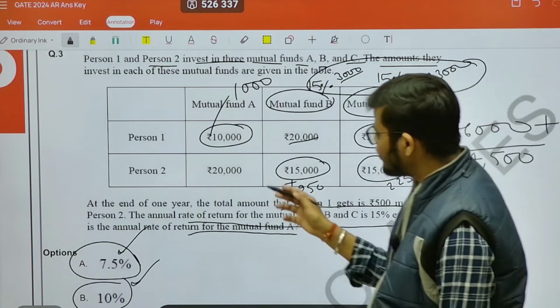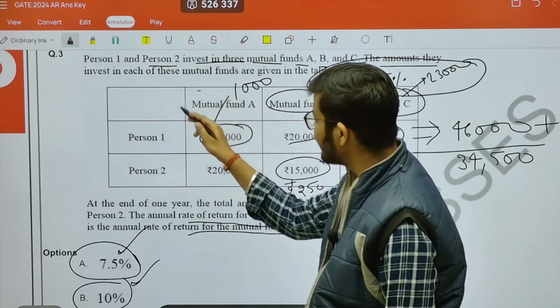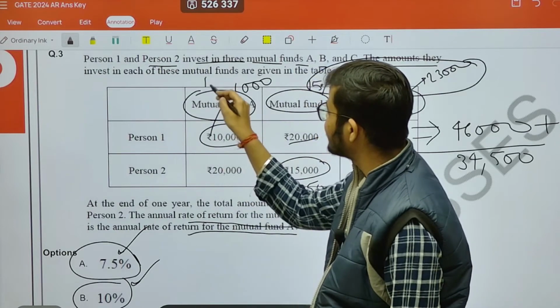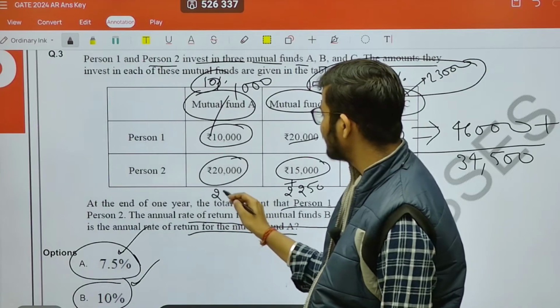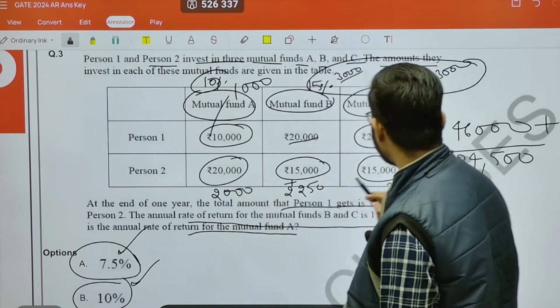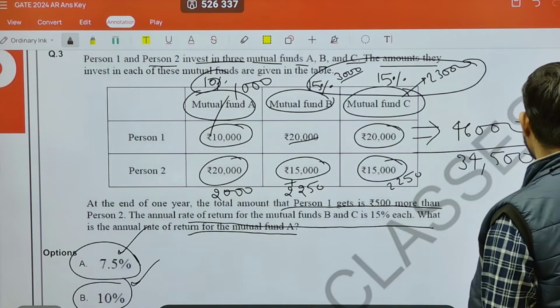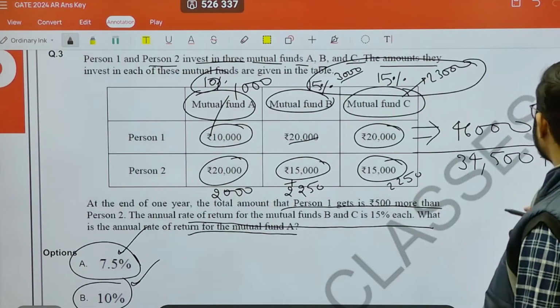Then after that, person 2 is also getting, because they are investing in mutual fund A, that is charging 10%, that is given in the option. So we are checking it from the options. So that will be 2,000. So add this 22,000 here and check it. Is it the correct one?